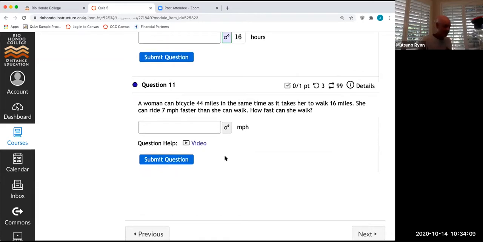Next up, we have question 11. We have a woman who can ride a bicycle 44 miles in the same time as it takes her to walk 16 miles. She can ride 7 miles an hour faster than she can walk. How fast can she walk? Let me give you a minute to read through that again. And let me switch over. You can always pause the video if you need to read it longer.